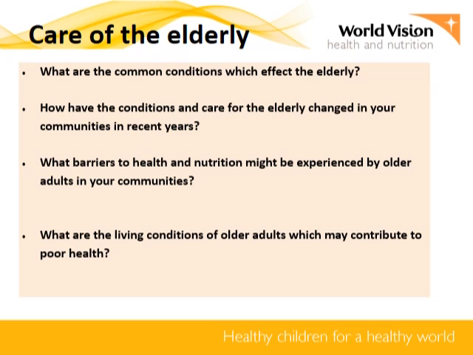So let's start with activity 1 and discuss the following questions and brainstorm those in plenary. So firstly, what are the common conditions affecting the elderly? Have the conditions and care changed in your communities in recent years? What are the barriers to health that older adults experience in rural communities today? And also, what are the living conditions that may contribute to their poor health? Really important things to think about. Pause the video now and restart when you're ready.